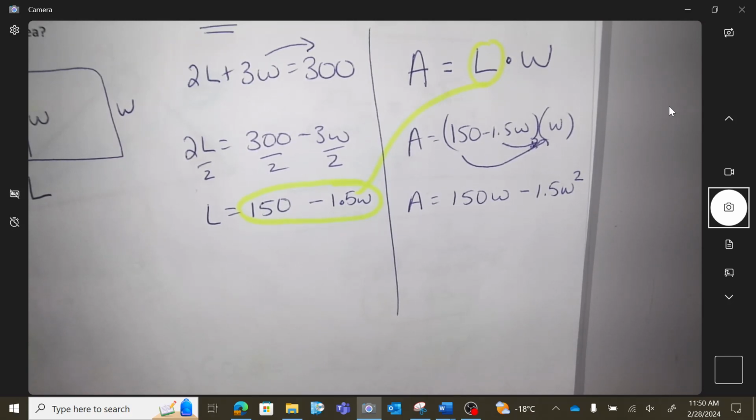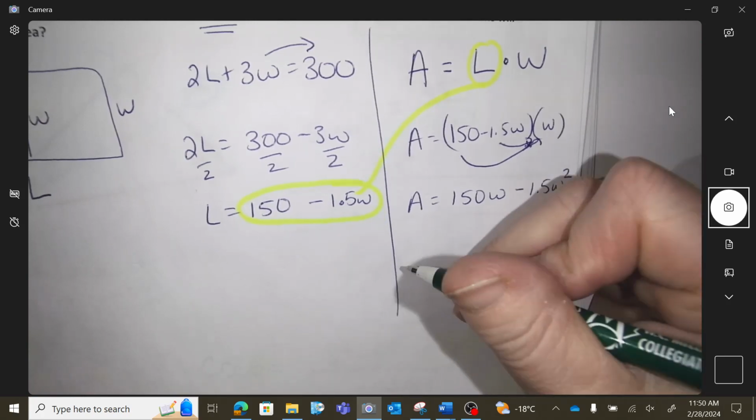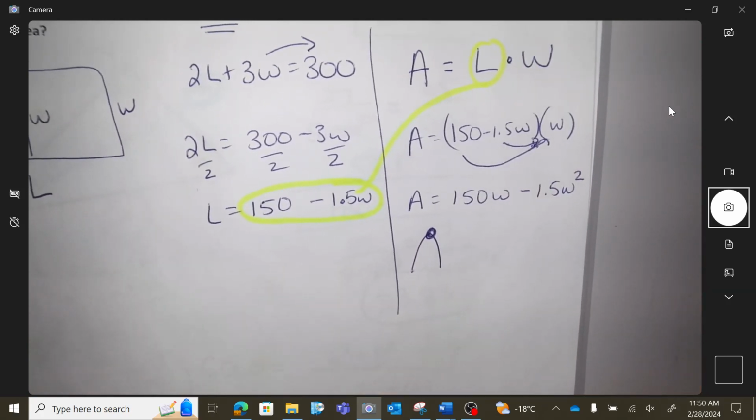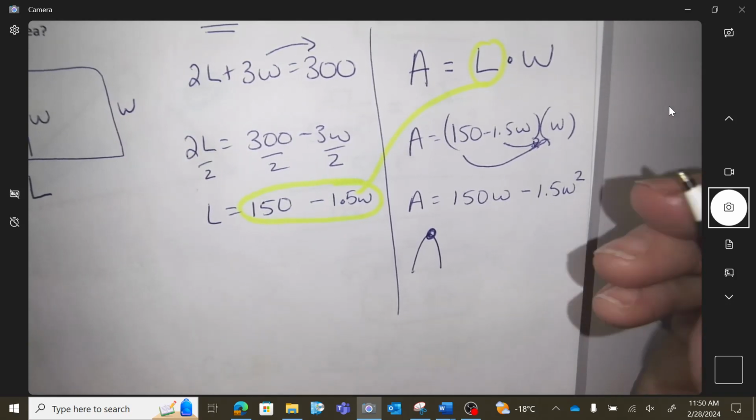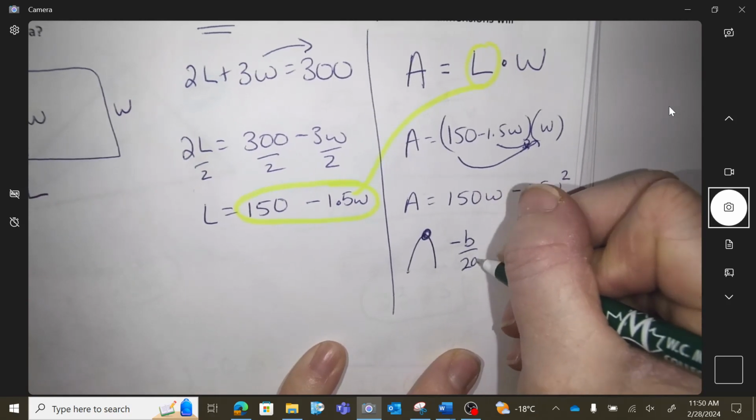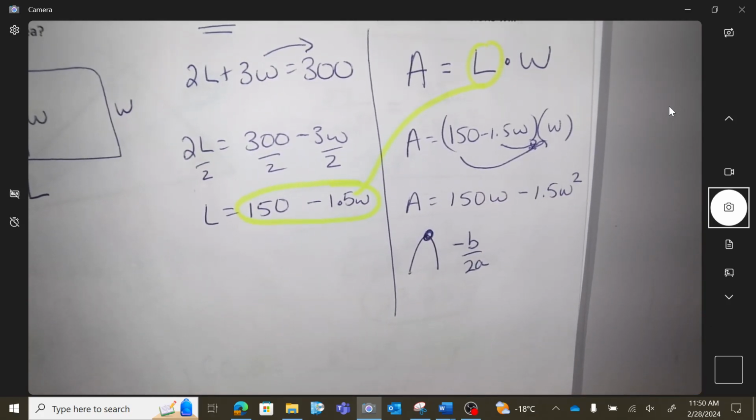Okay, the goal is, what is something with the max area? Max area. So if I'm thinking, as soon as I hear a word max, vertex stuff. So negative b over 2a starts the vertex stuff.